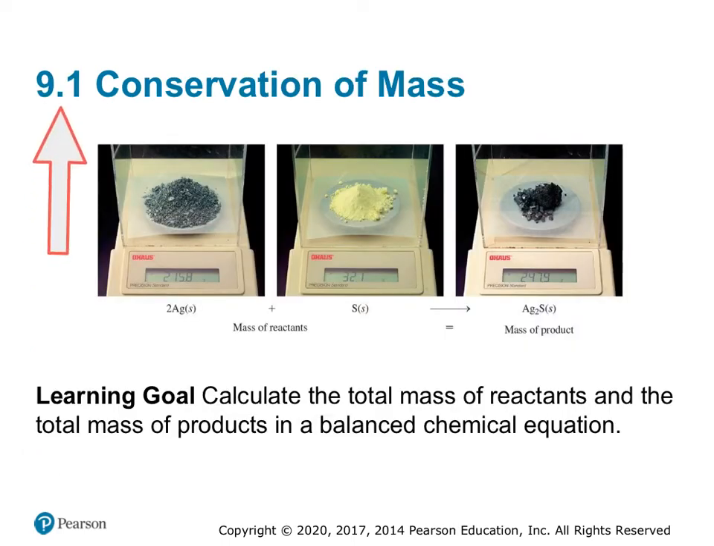Section 9.1, talking about conservation of mass. And today we're going to talk about how the total mass of reactants and total mass of products must be equal.